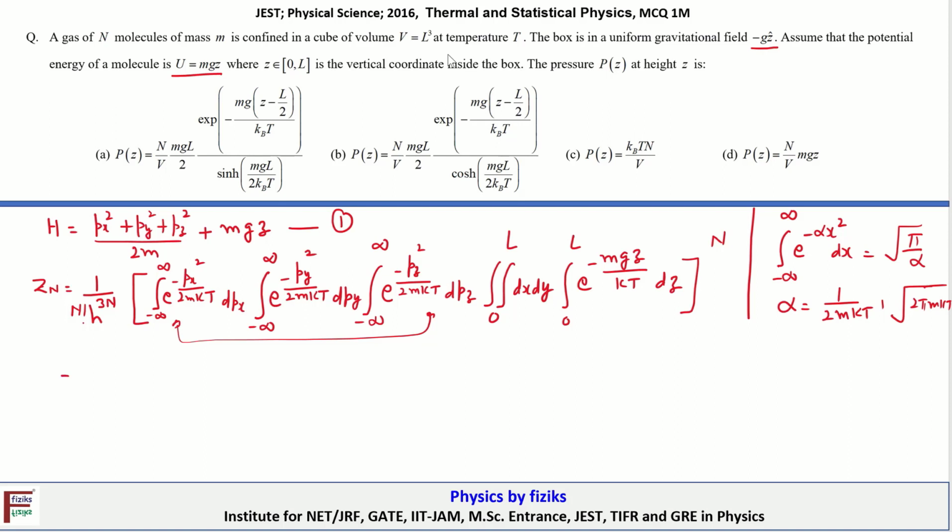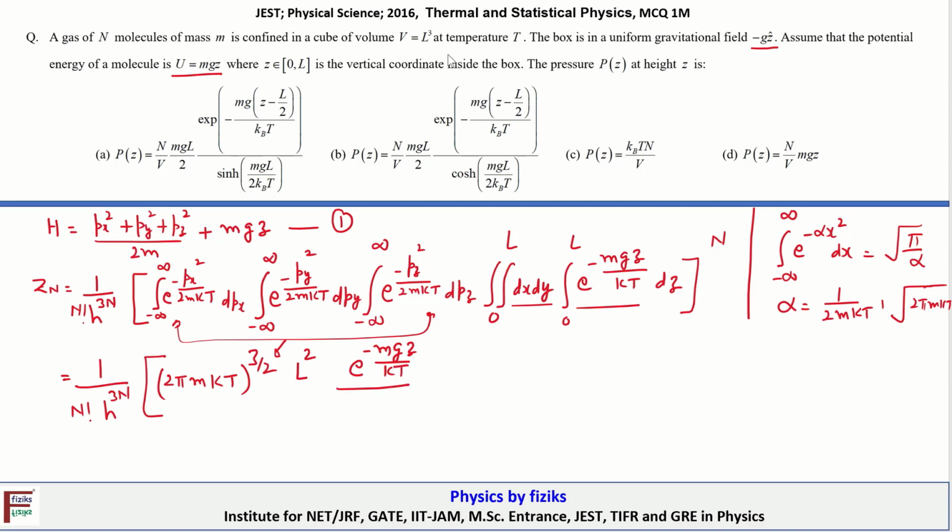Therefore the partition function reduces to 1 upon N factorial h power 3N, and then inside the bracket we will have 2 pi m k T to the power 1 by 2 for one integral, because we have three such identical integrals, so power 3 by 2. These three integrals have this contribution. When we perform the integration over the space coordinates along x and y directions, this will give us a factor of L square. Now the last integral is equal to exponential minus m g z upon k T divided by minus m g upon k T, with limits of integration 0 to L.